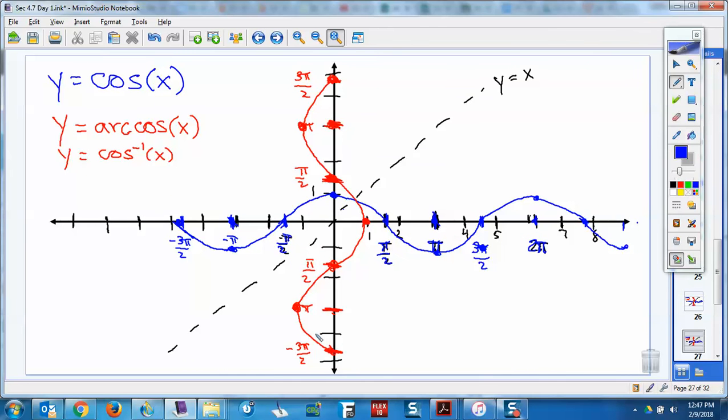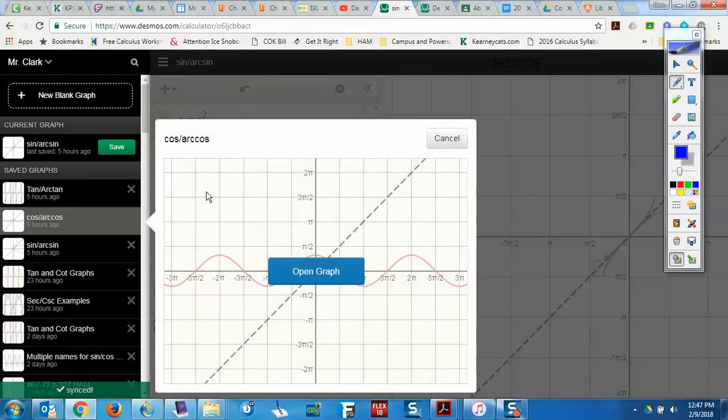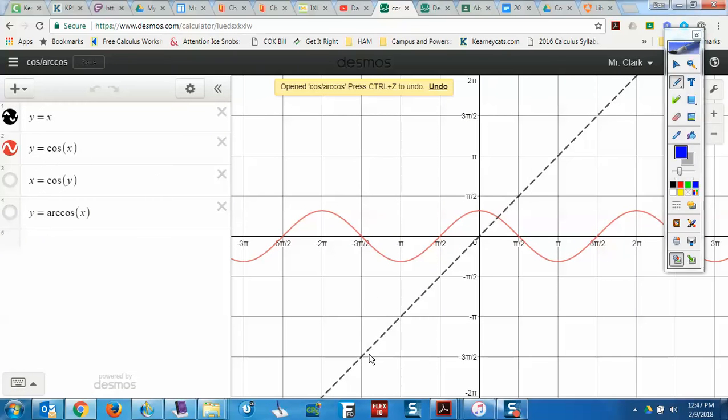So what about cosine? So here would be cosine, okay? Obviously the red is not a function. So let's go back to Desmos. Where do you suppose we could restrict cosine so we would only get one piece? One little piece. I think 0 to pi would be a good one. Now you could say, well, you could go from here to here, but why go negative if you don't have to? I think 0 to pi is a good one.